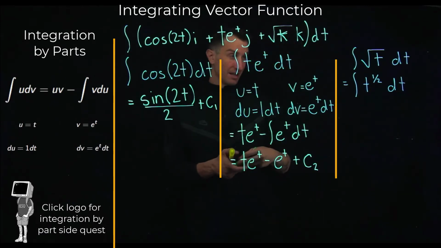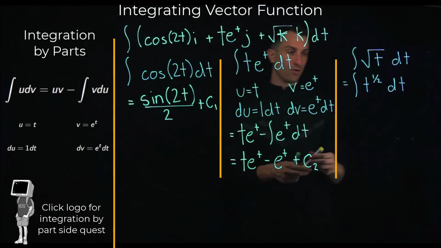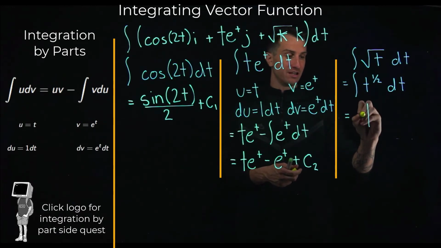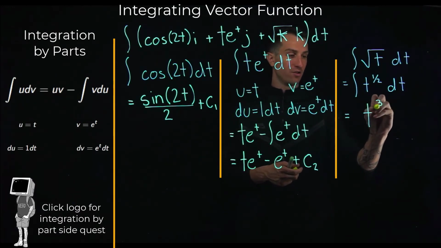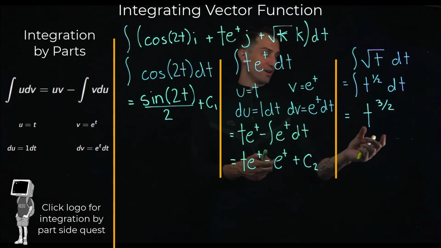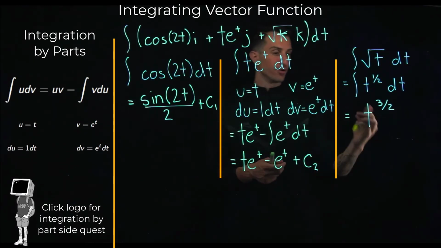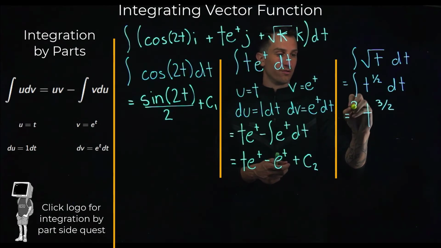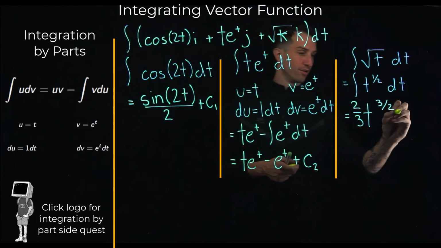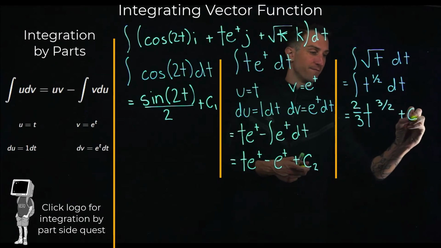Okay, and now we just have a reverse power rule, where we're going to add 1 to our exponent. So now we have t to the 3 over 2, by adding 1. And instead of dividing by 3 over 2, which is an ugly way of doing it, we can multiply by the reciprocal, which is 2 over 3. And again, plus c3.